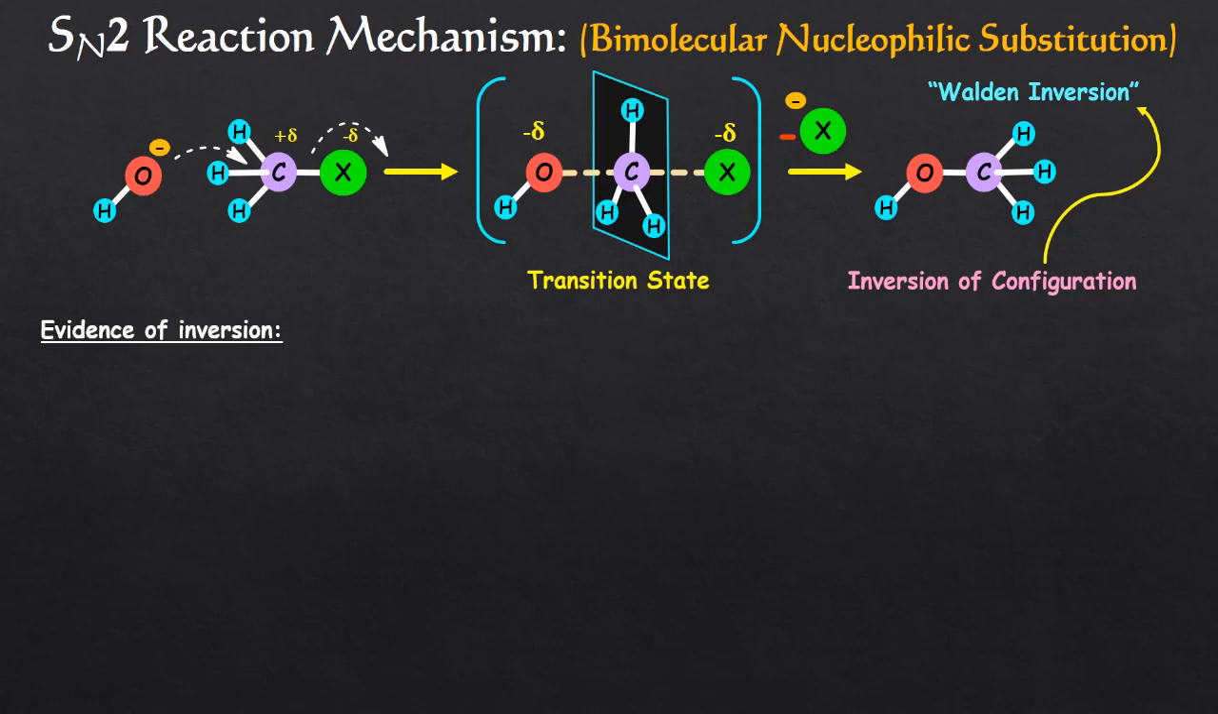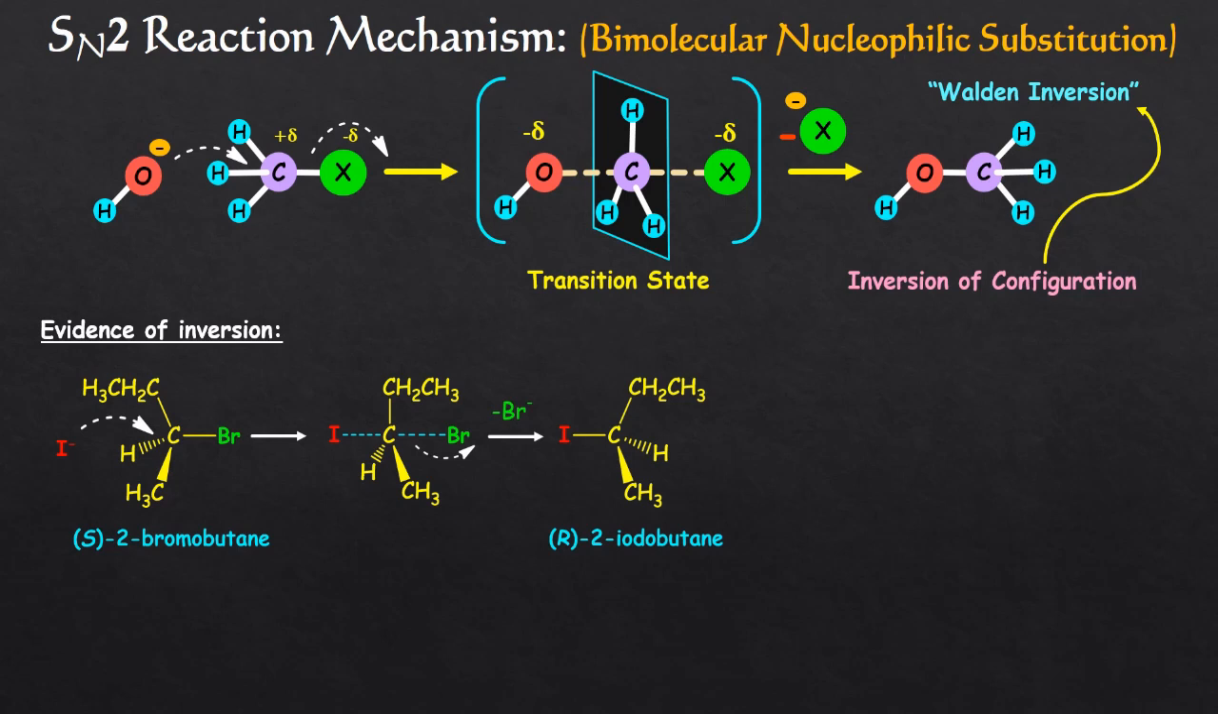This inversion can be proved and explained by taking an example of any chiral carbon. Here we have taken the example of S-2-bromobutane, where the alpha carbon is chiral and optically active. Iodide ion is a nucleophile and it will attack from the opposite direction of the bromine atom. So at the end of the reaction, bromide ion is removed, and as a product we will get 2-iodobutane, which is having R configuration. So it is a clear inversion of configuration from S to R.